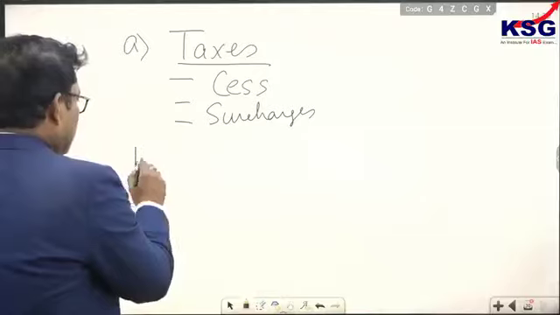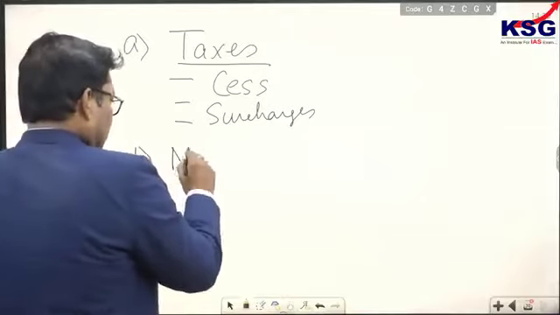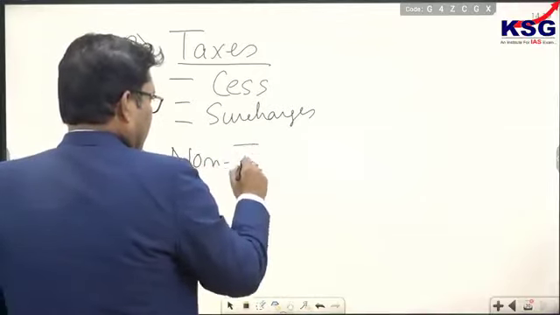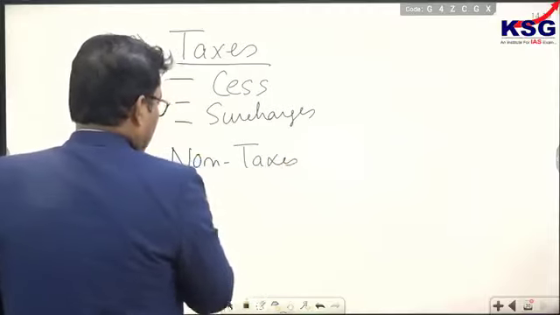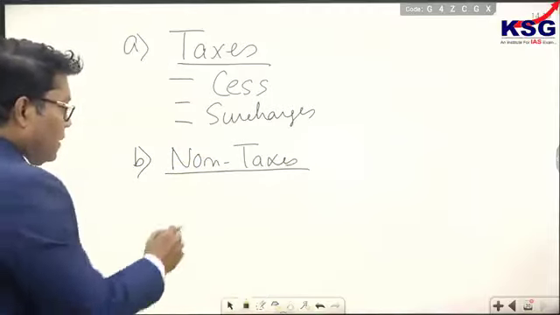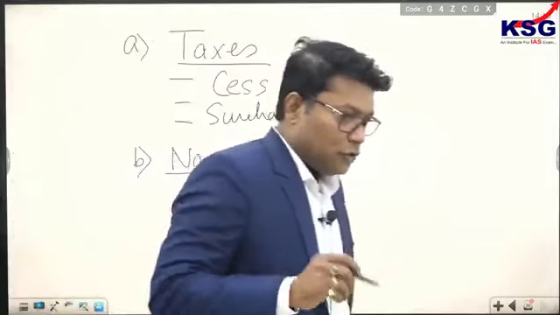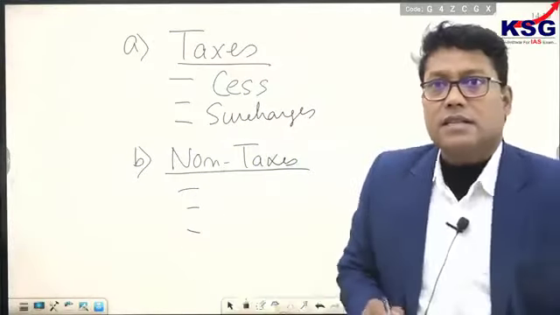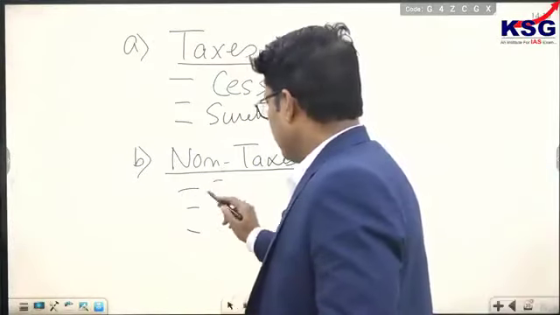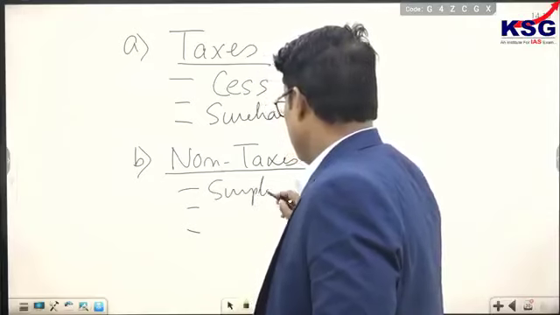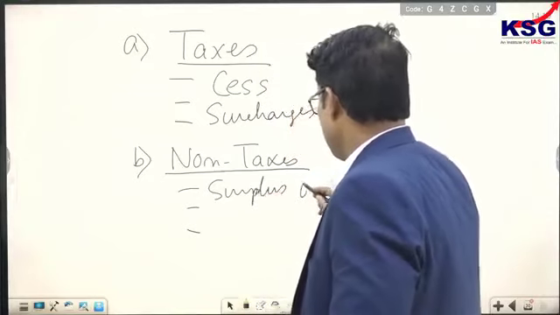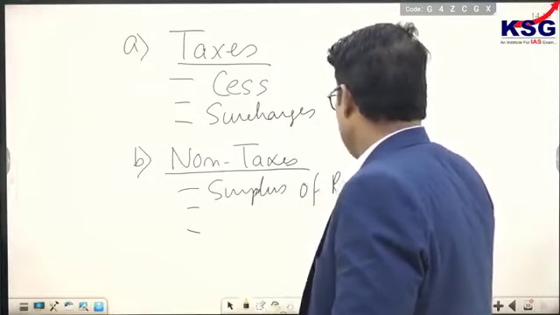B. Second, you write non-taxes. Clear? Then in non-taxes, first you write surplus of RBI.